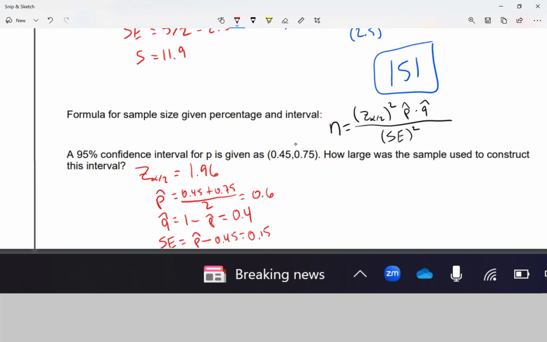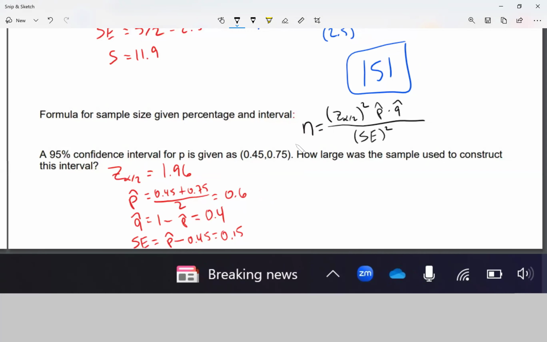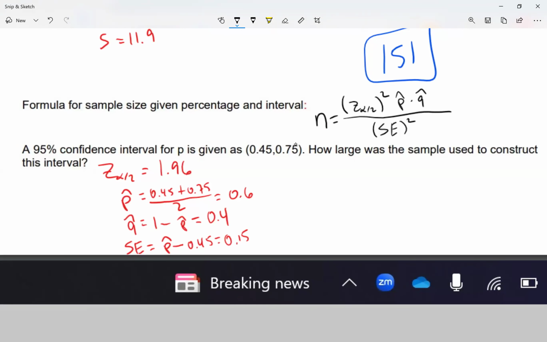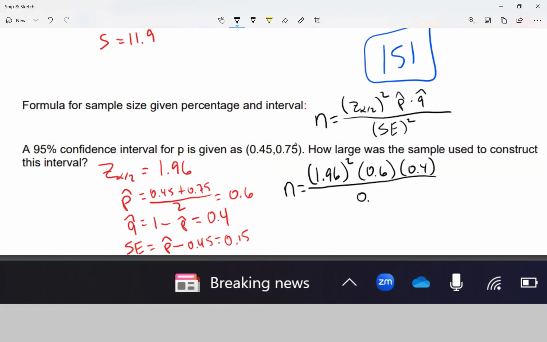Okay, so I think I have enough for my formula. Using the formula I just gave you right above there, I still see it in black, the sample that I need is going to be 1.96 squared times 0.6 times 0.4 divided by 0.15 squared.